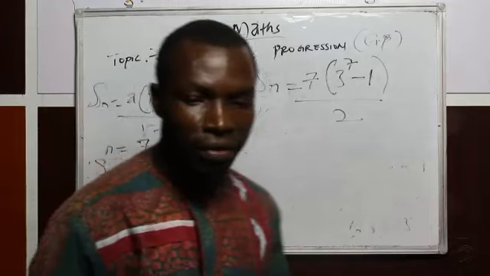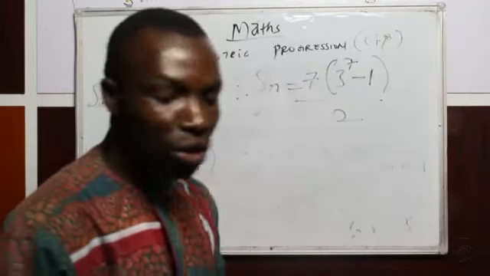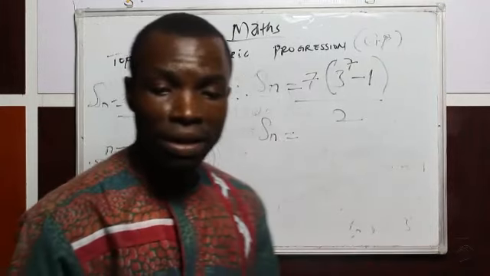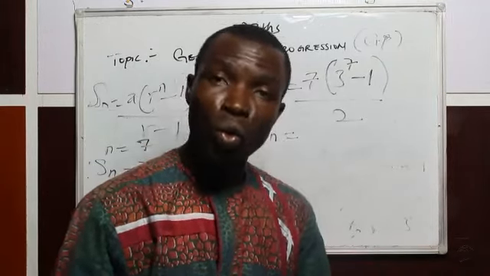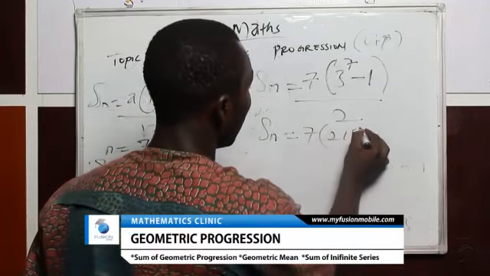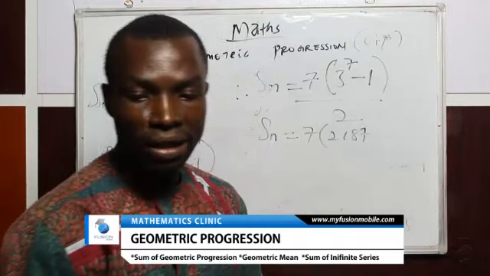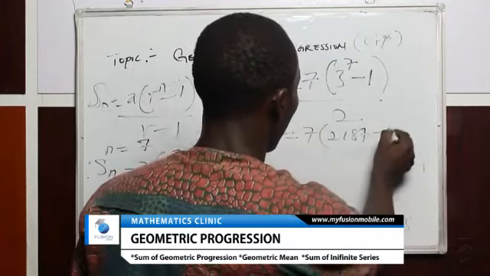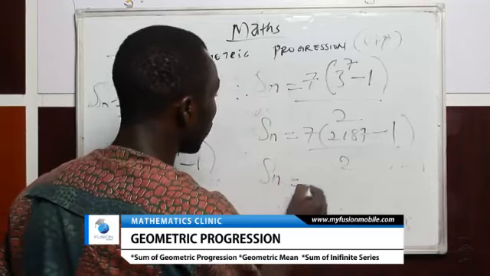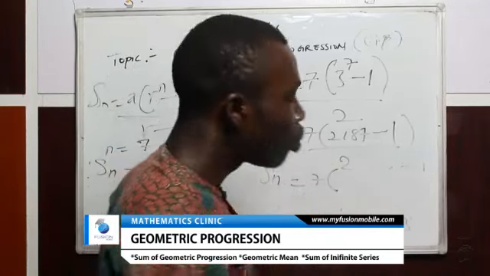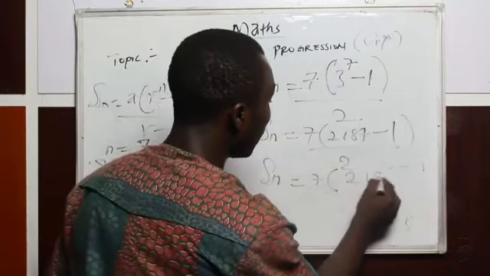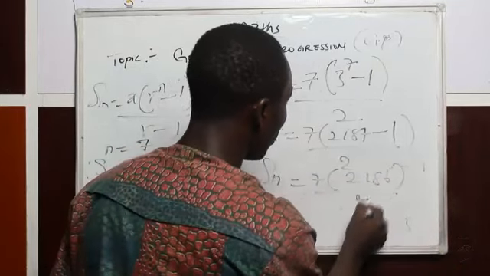3 raised to power 7 minus 1, which will give us, check your calculator, 3 raised to power 7 is going to give us 2187. That is 7 bracket 2187 minus 1 over 2. Sn equal to 7 bracket 2187 minus 1 will give us 2186 over 2.